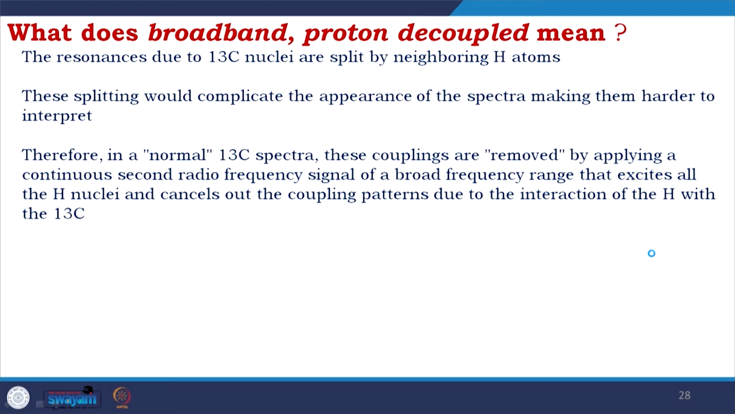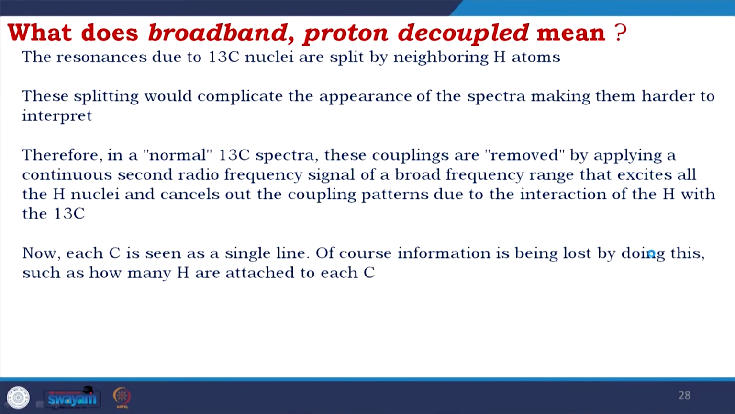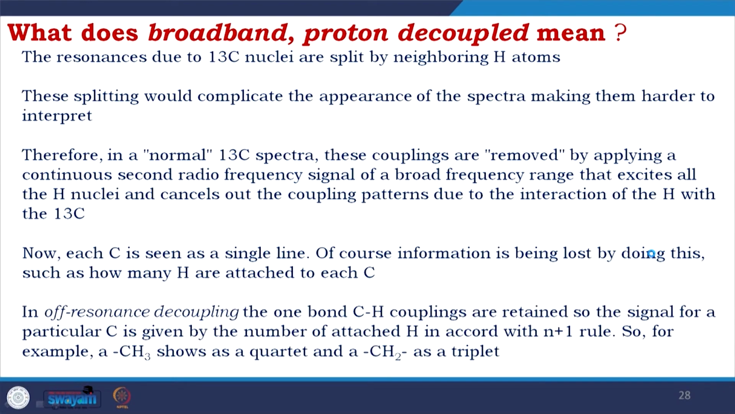When it is proton, you have to understand there are a number of protons and they are different in their chemical nature, so identifying each of them is important. But if you do the same with carbon, then it becomes very complicated, and that is why this decoupling is done. Now, each carbon is seen as a single line. Of course, information is lost by doing this, such as how many hydrogens are attached to each carbon, and that is why we need 2D NMR, which I will talk about a little.